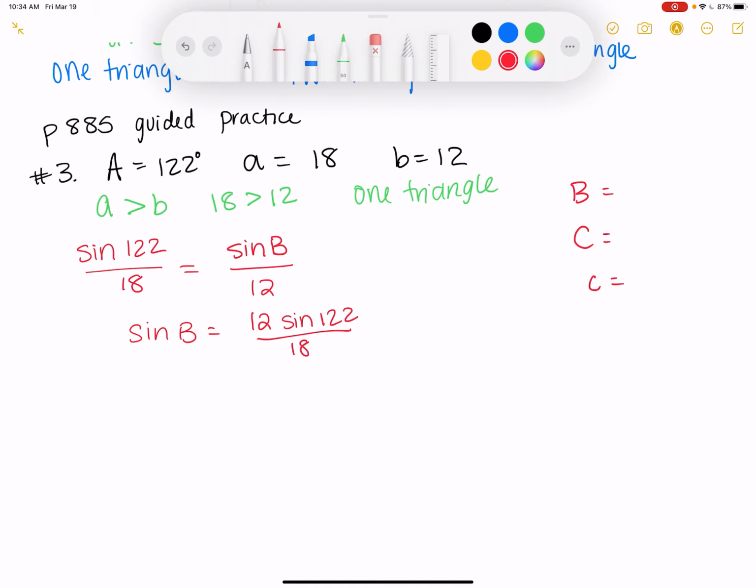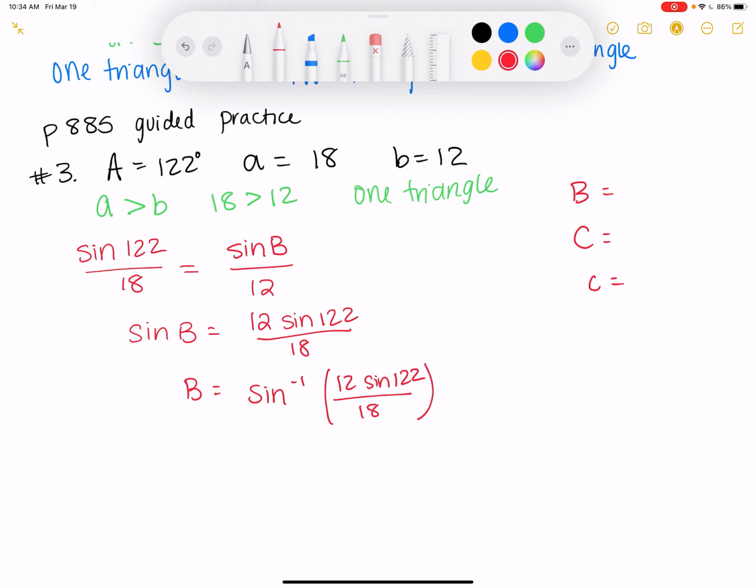So how do I get rid of the sine on this side? It's the inverse, like when I gave you something that said the sine of theta is equal to 1. I'm going to do the inverse of it. So B is equal to the inverse sine of 12 sine of 122 over 18.